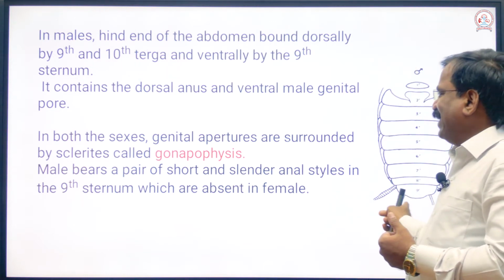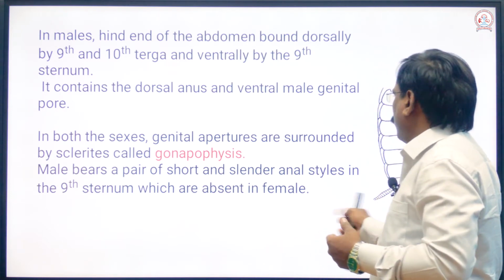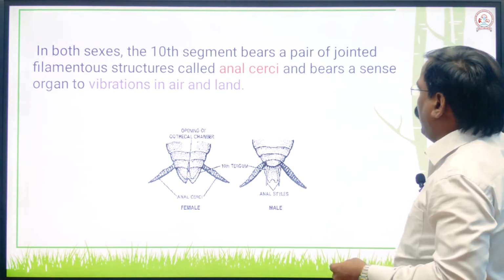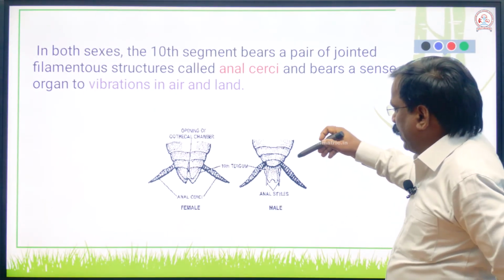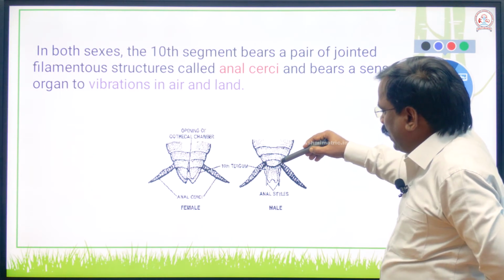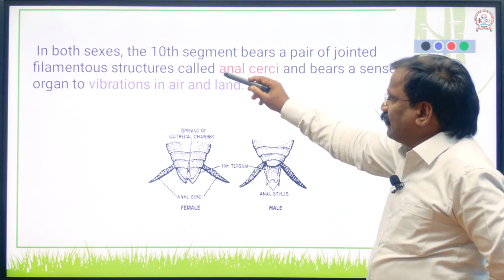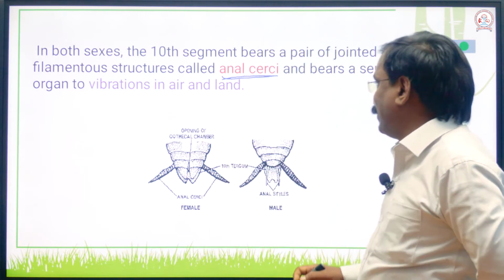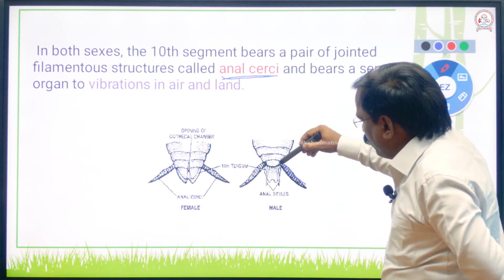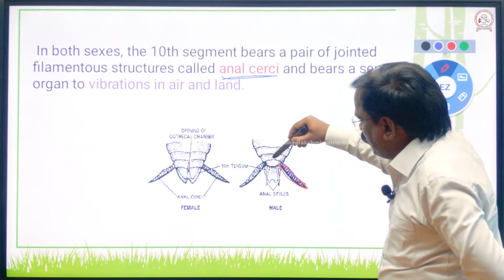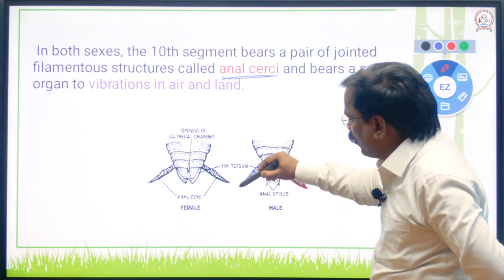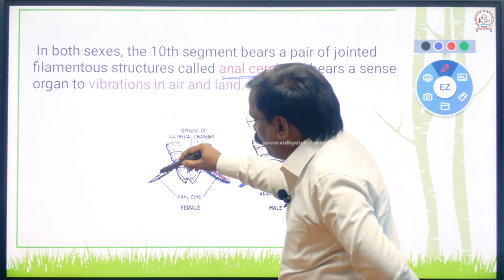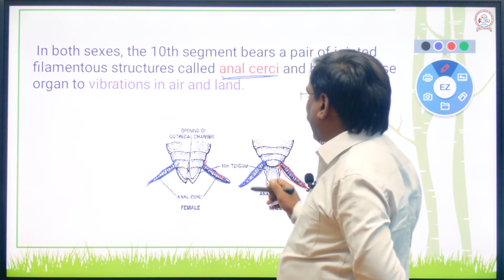cockroach, from the 10th segment, so listen, in both male and female, a many jointed structure develops from the 10th segment. That is called anal cerci. It arises from the 10th segment and is found in both male and female. That is important. That is called anal cerci.